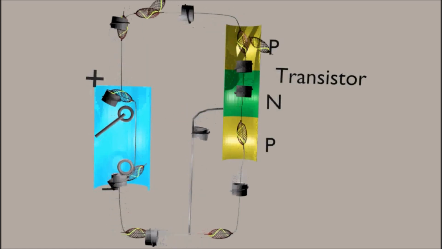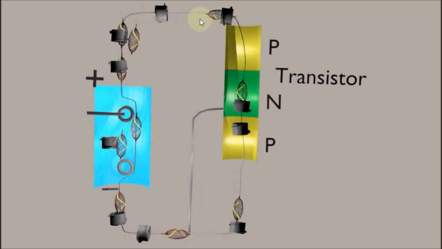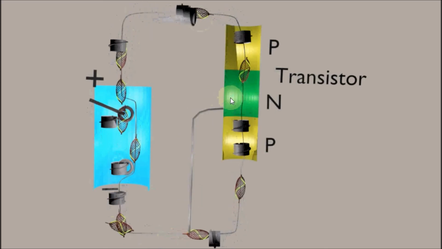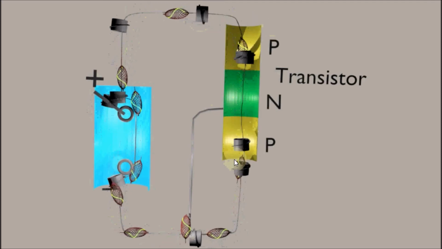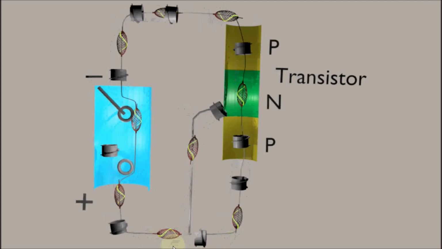So, looks a bit confusing, but what we have is this little circuit turns on the transistor for this bigger circuit to work. And I must admit, this looks a little confusing to me too.